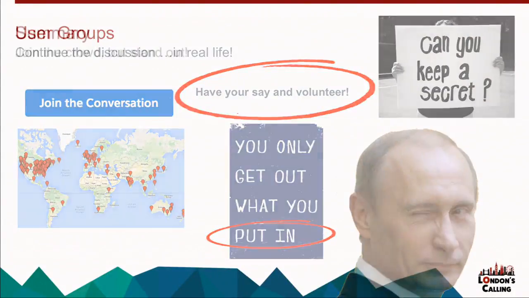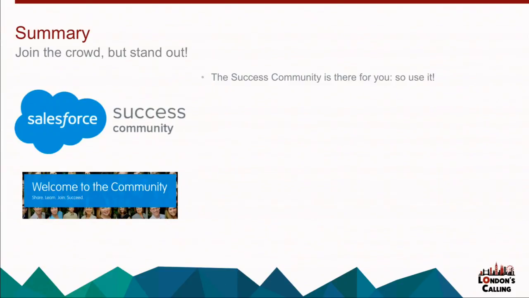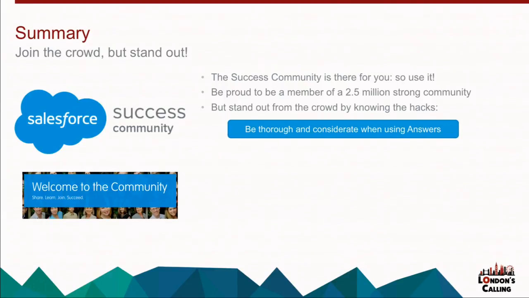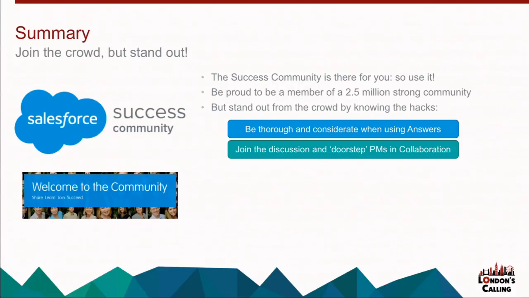All right, so that's all we have. Just to summarize what we've learned, the Success community: simple message, it's there for you, use it. Be proud to be a member of a community of 2.5 million. There's strength in numbers there, but also try and stand out from those numbers by knowing some of the hacks and some of the best practices that we've talked about today. So be thorough, be considerate when you use answers. Join the discussion and try and doorstep those product managers in collaboration.